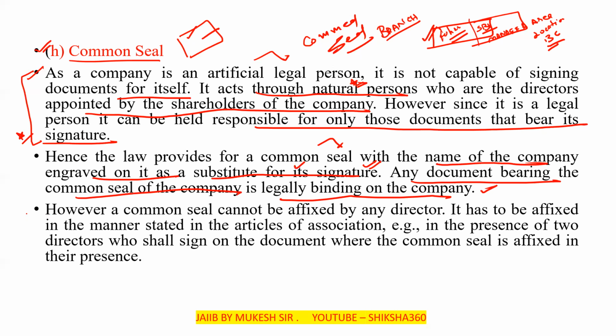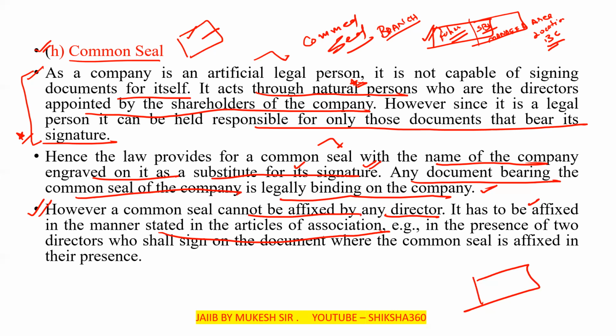However, the common seal cannot be affixed by any director. It has to be affixed in the manner stated in the articles of association. For example, the articles of association may mention that 2 directors or 3 directors are to be present at that time. They have to take care regarding all these things while executing any document. That is what they are saying here.